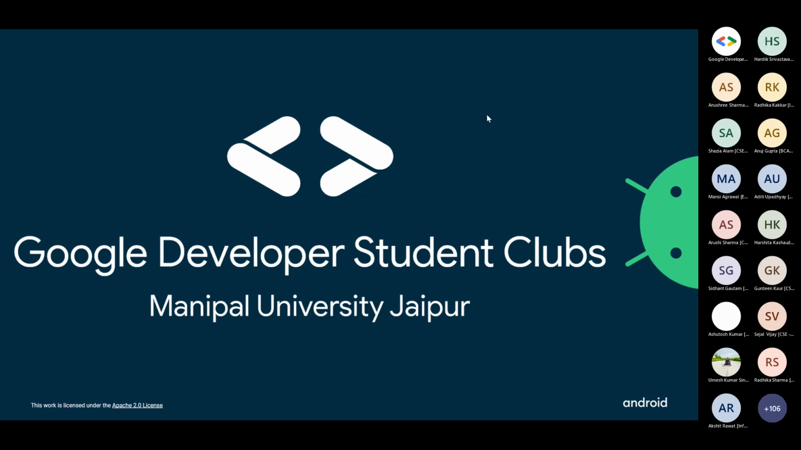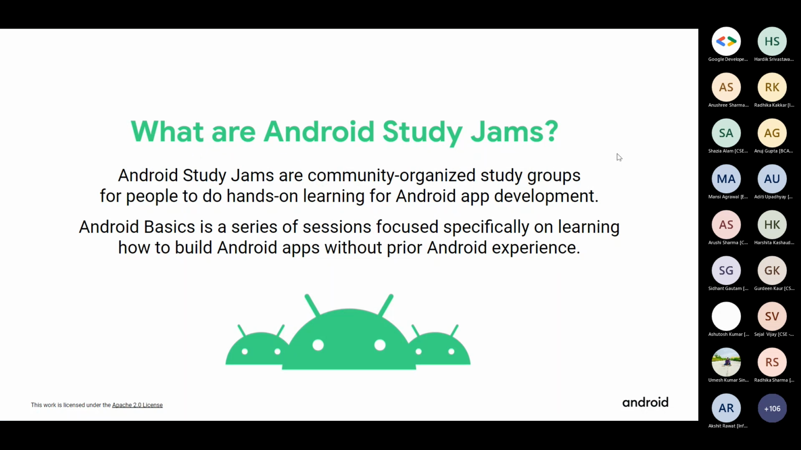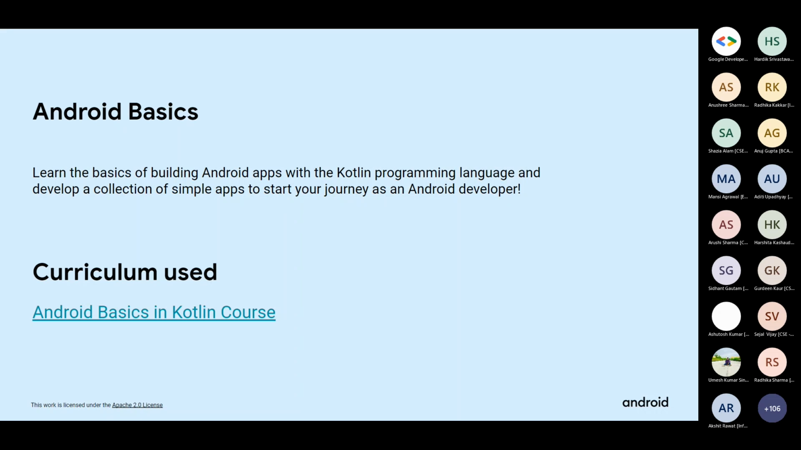So let's start off by actually talking about what Android Study Jams is. It's a community organized study group made for people to learn how to develop Android apps using online courses provided by Google itself. It contains material which is directly related to Android development and the techniques that are used. In this year's jam, we are having only one track, that is the Android Basics in Kotlin course. So let me open the course link in the browser.